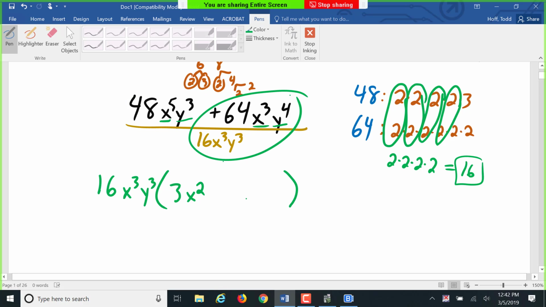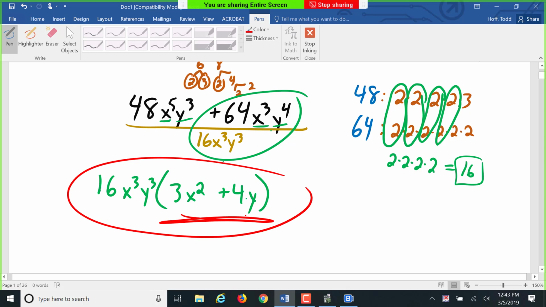Now we move over. 64x to the third y to the fourth divided by the 16x to the third y to the third. Four y, perfect. 64 divided by 16 is 4. X to the third divided by x to the third divides out, and the y to the fourth divided by y to the third is just y. And that's it. We can look inside this parentheses to be sure there are no more common factors, so we have divided that out as far as we can go.